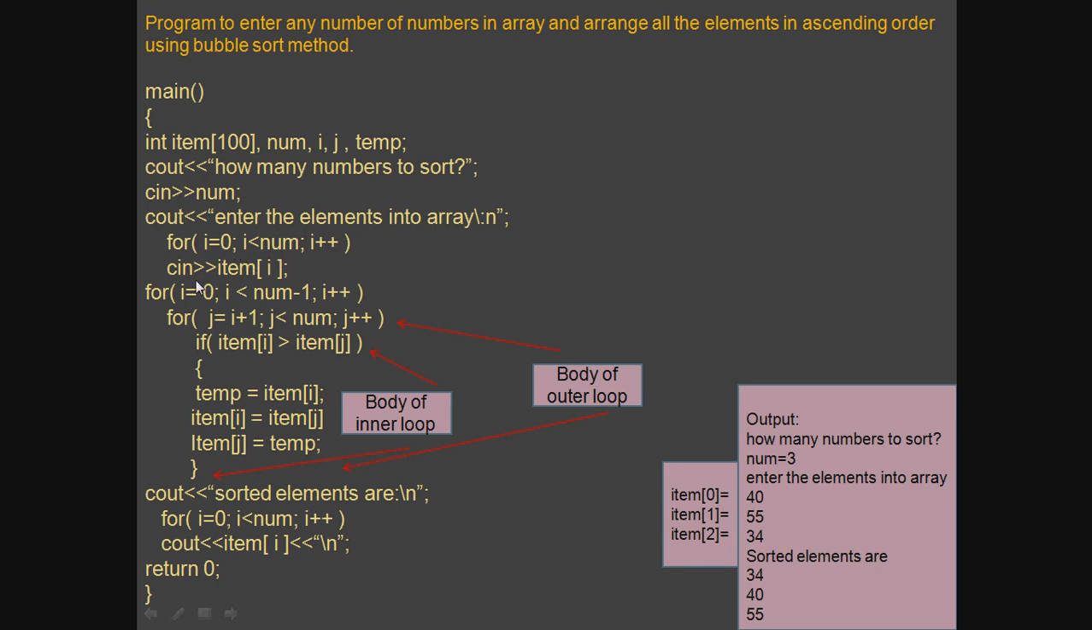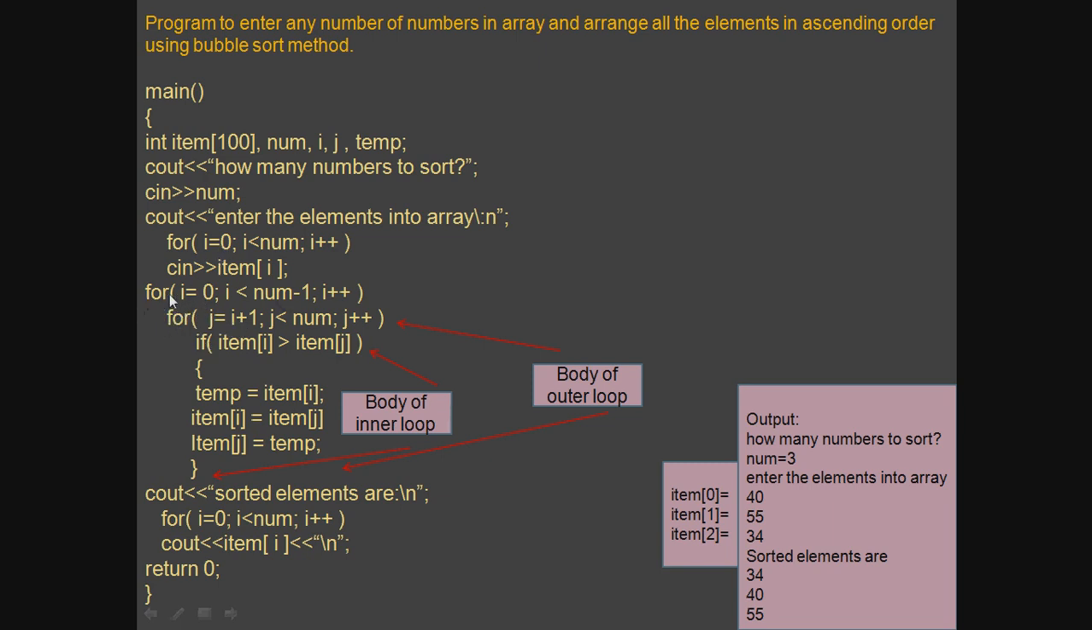Then again, item 2 takes the value 34, and i gets incremented, 2 plus 1, 3. Is 3 less than 3? No. So the body of the for loop does not execute, and it comes to the next statement, which is another for loop. So you can see that here we have two for loops, a nested for loop. This is the outer for loop and this is the inner for loop.